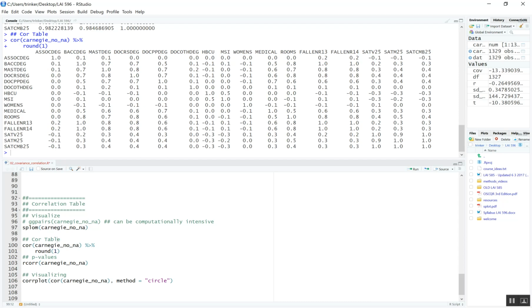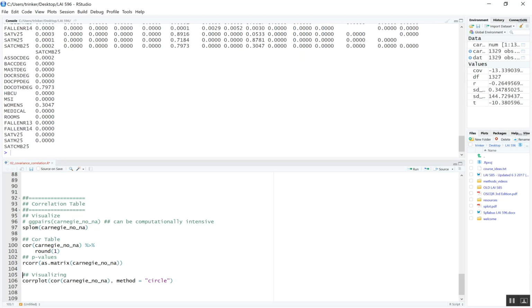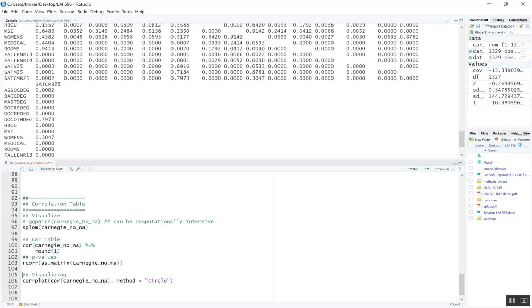What if you wanted to do a test of significance for all these? This is where the rcorr function works, and we're going to get an error here by doing this. We just passed it the same data set, and it can't handle that. So we need to give it the matrix version. So just wrap it with as.matrix. Now we're looking at something a bit more useful.